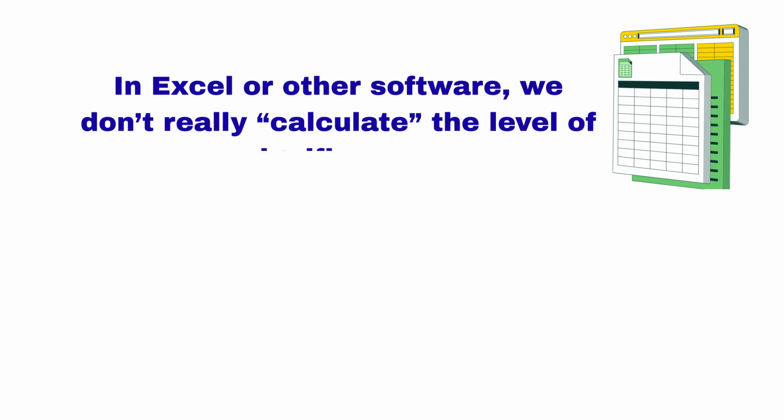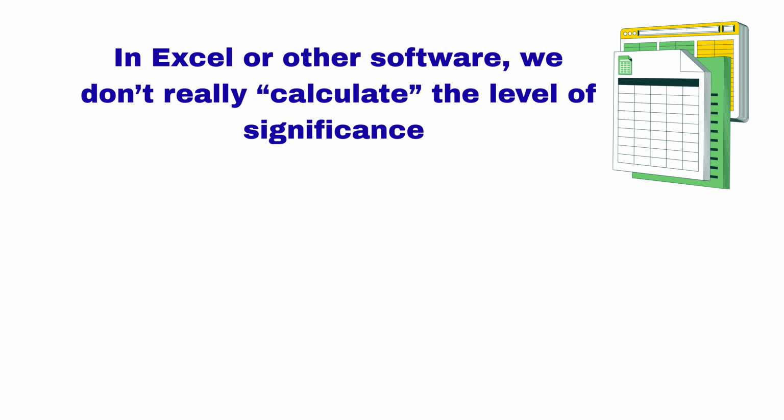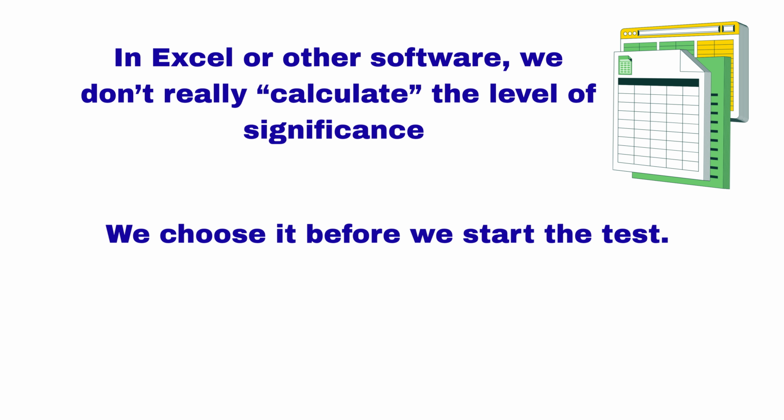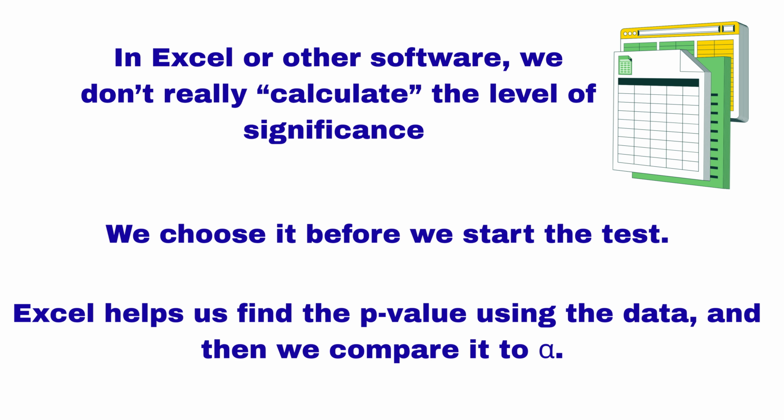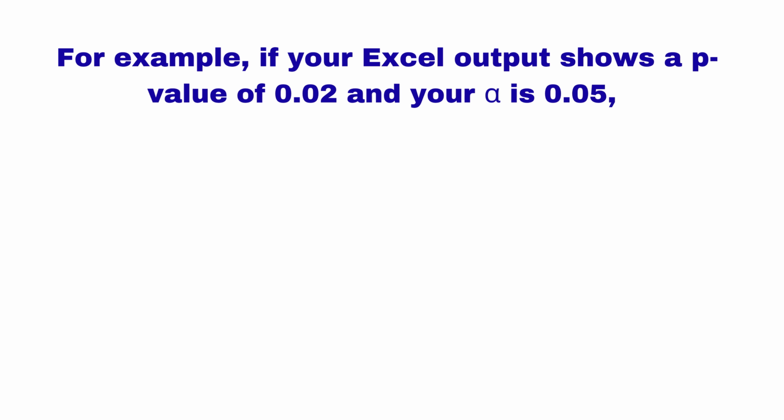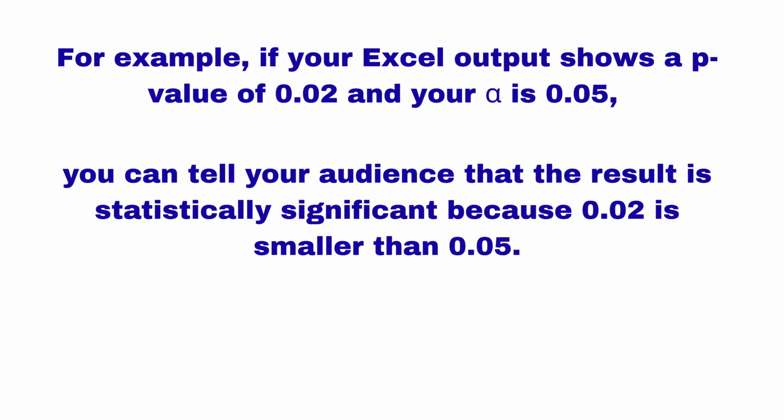In Excel or other software, we don't really calculate the level of significance, we choose it before we start the test. Excel helps us find the p-value using the data, and then we compare it to alpha. For example, if your Excel output shows a p-value of 0.02 and your alpha is 0.05, you can tell your audience that the result is statistically significant because 0.02 is smaller than 0.05.